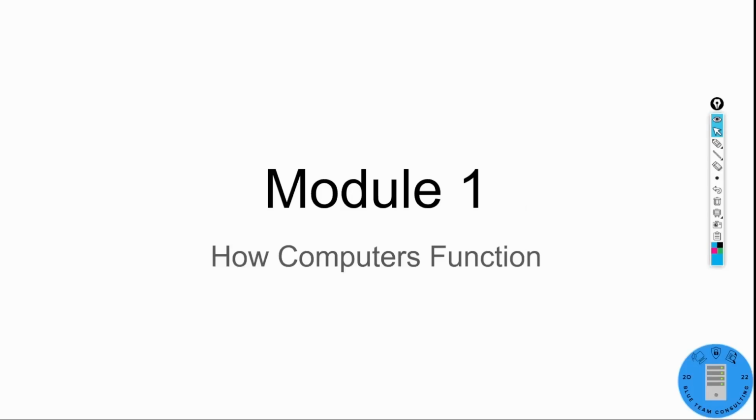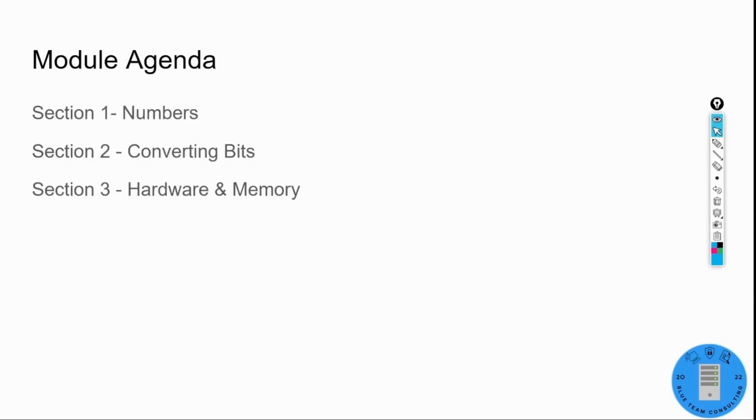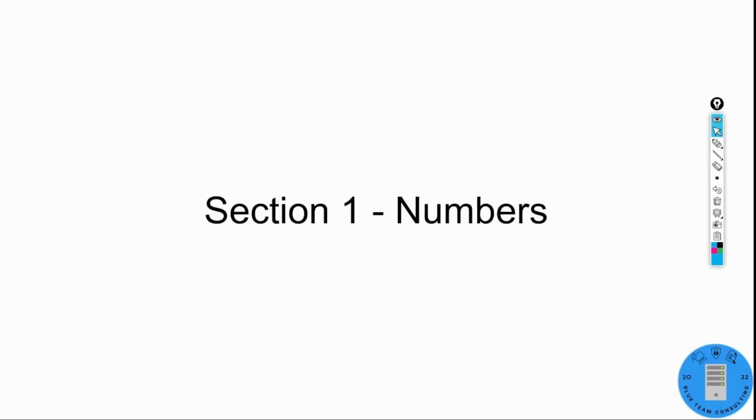Welcome to Module 1. We're going to cover how computers function. Module agenda, we're going to have 3 sections here in Mod 1, 1.1, 1.2, and 1.3. We're going to start out with numbers and how computers read numbers. We're going to take that concept further in Section 2 and start converting bits to see how numbers are read by computers, and then go into Section 3 where we're going to cover basic hardware and basic memory, introduction to computers. All right, let's dive in.